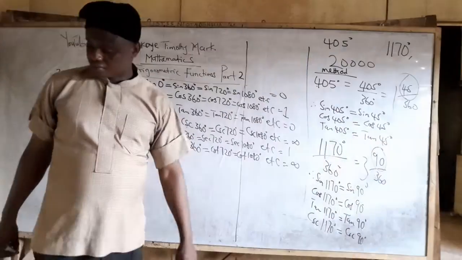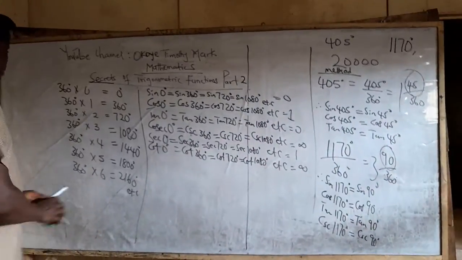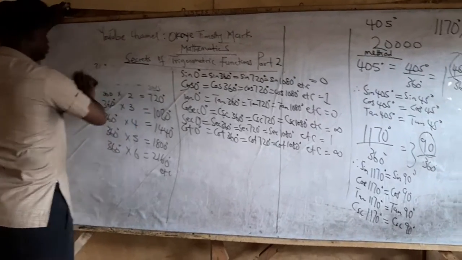Now let's look at 2000, which we have on the board.